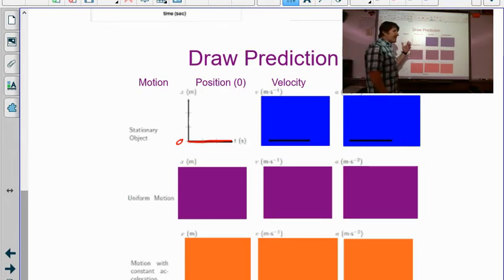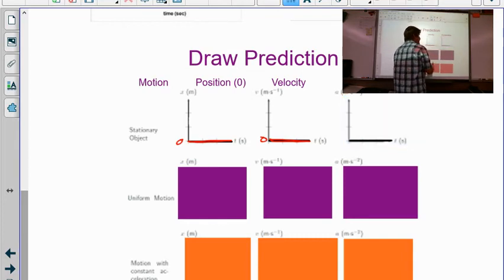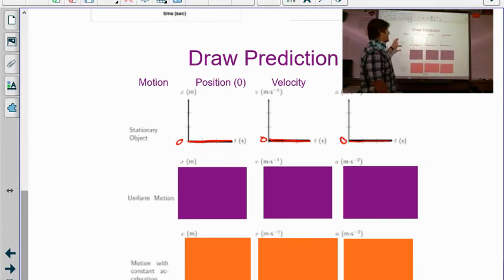Okay. If something is not moving, its position versus time doesn't change, so distance divided by time, well, if it doesn't cover a distance, then its velocity will also be zero. So I'm going to have a flat line there at zero. And then if its velocity doesn't change, well, acceleration is a change in velocity. So once again, your acceleration would be zero. Okay. So that part is easy. When something's not moving, it's easy. Flat lines all the way across.